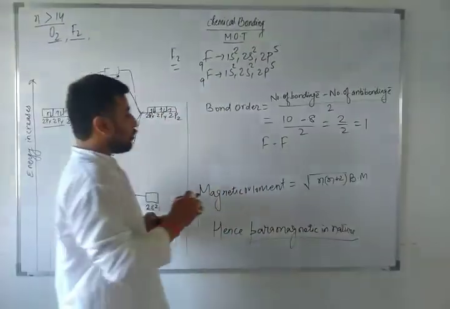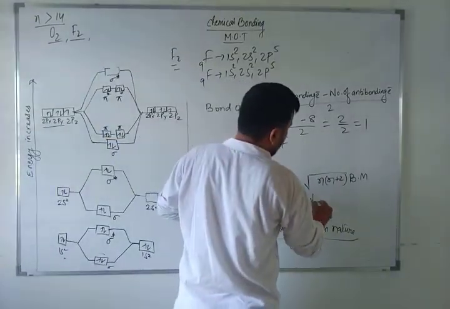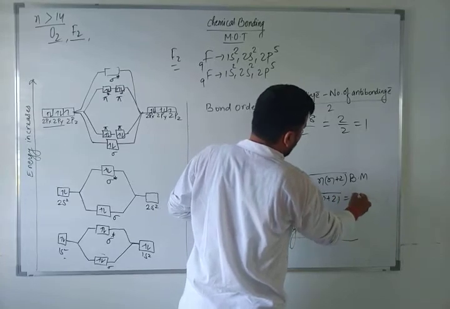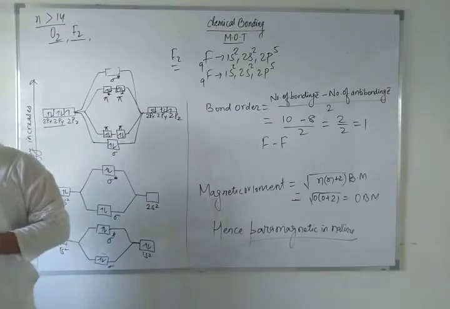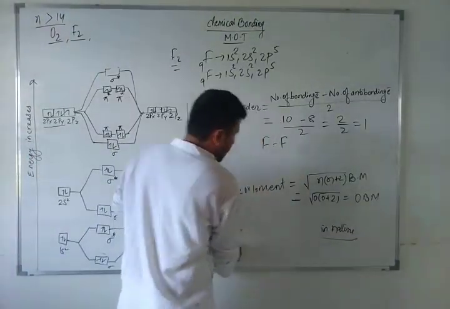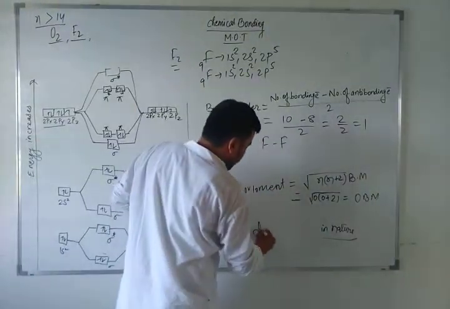What about the magnetic moment? You can see all the electrons are paired. So n value will be 0, root of 0 into 0 plus 2, that is equal to 0 BM. And what will be the magnetic nature? Since none of the electrons are unpaired, all are in pairs, it will be diamagnetic in nature.